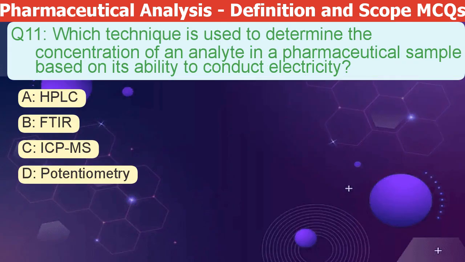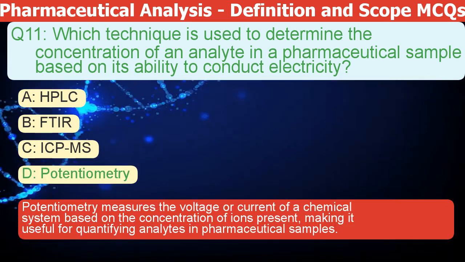Which technique is used to determine the concentration of an analyte in a pharmaceutical sample based on its ability to conduct electricity? A. HPLC. B. FTIR. C. ICP-MS. D. Potentiometry.